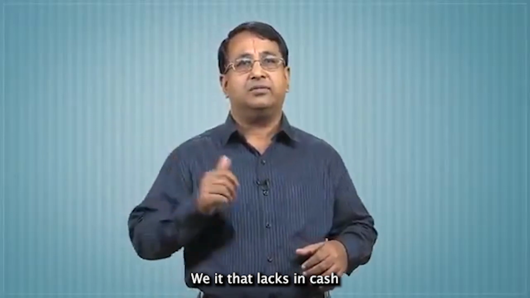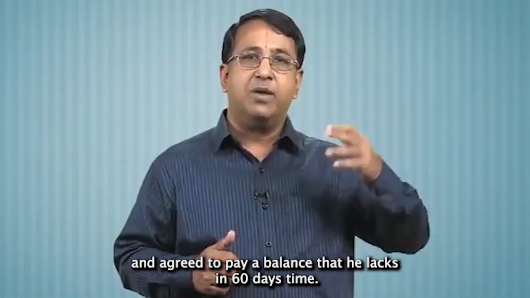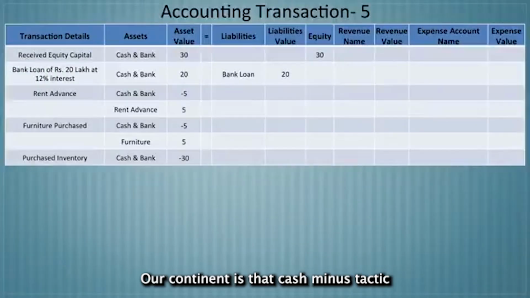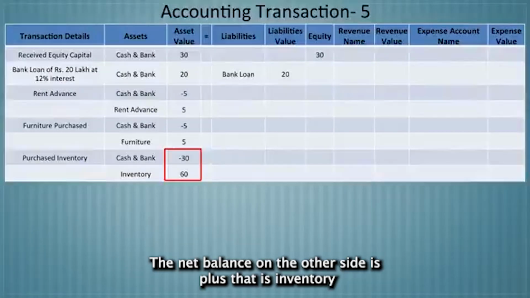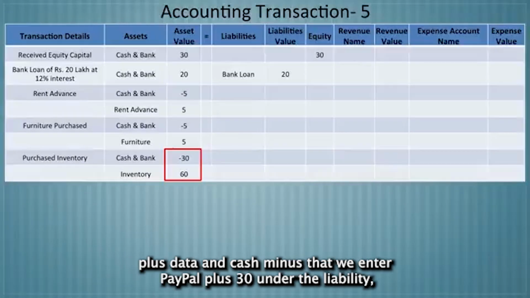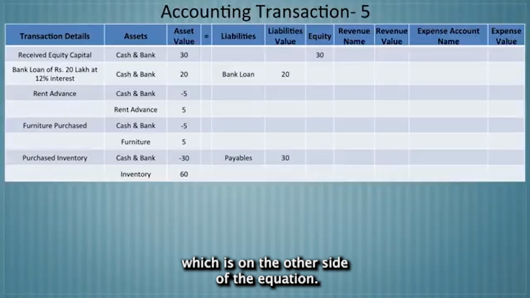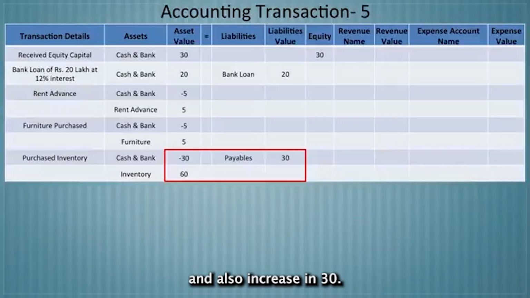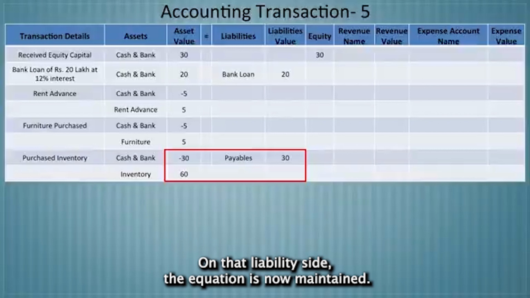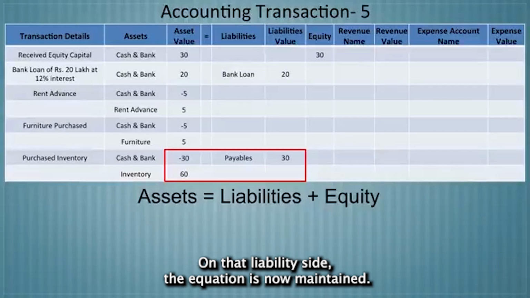We pay 30 lakhs in cash and agree to pay the balance 30 lakhs in 60 days time. Our accounting entries are cash minus 30, inventory plus 60. These two are on the asset side. The net balance on the asset side is plus 30, that is inventory plus 30 and cash minus 30. We enter payable plus 30 under the liability, which is on the other side of the equation. These entries result in an increase of 30 on the asset side and also an increase of 30 on the liability side. The equation is now maintained.